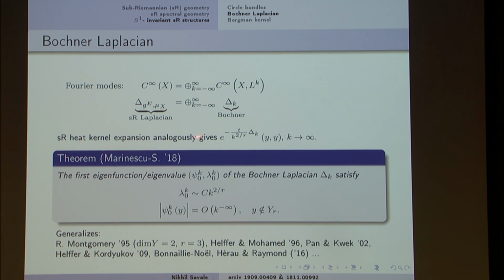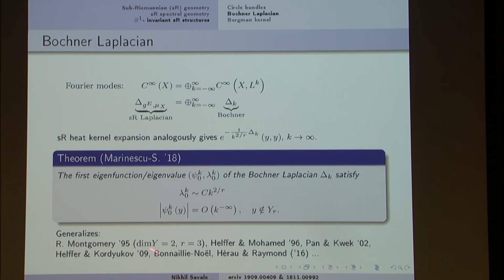And using this heat kernel expansion, we were able to prove an asymptotic for the first eigenvalue. Marinescu and I found the leading asymptotic for the first eigenvalue of this Bochner Laplacian here. And not only that, we were able to show some concentration for the first eigenfunction. It concentrates on the locus where the curvature vanishes to highest order.